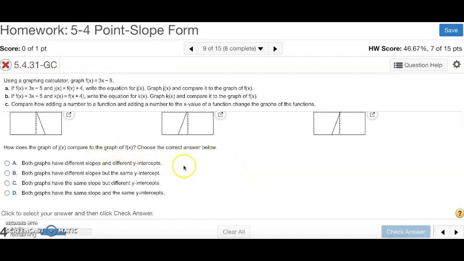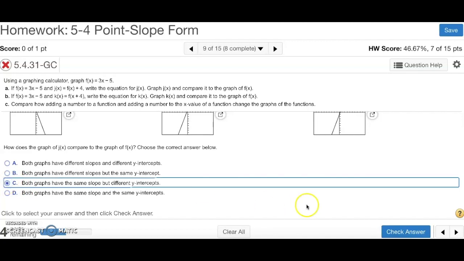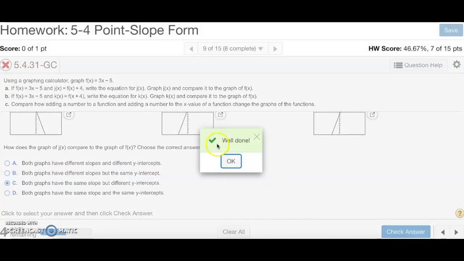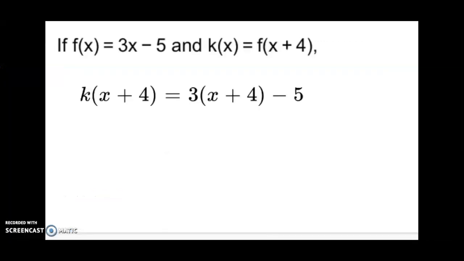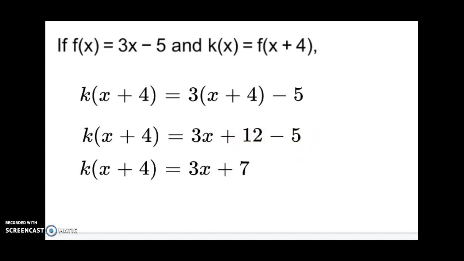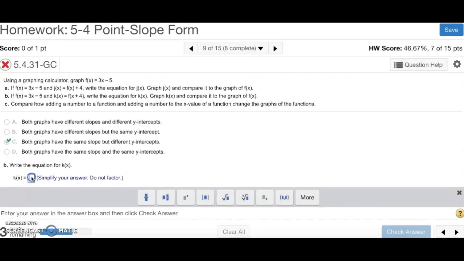So how does the graph compare to f of x? Both graphs have the same slope, but different y-intercepts. Only the y-intercepts changed. Now, k of x, we are adding 4 inside of the function, replacing x with x plus 4. I distribute to 3, I have 3x plus 12, and then 12 minus 5 is 7. So my new equation is 3x plus 7. So let's type it in. Type in 3x plus 7.